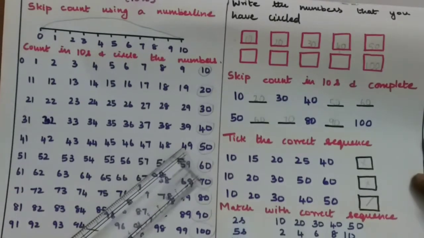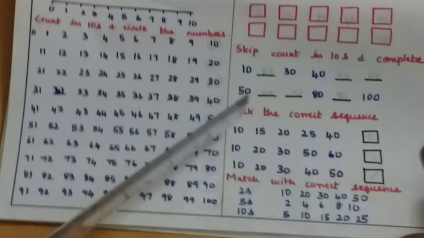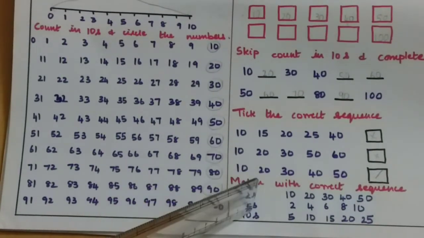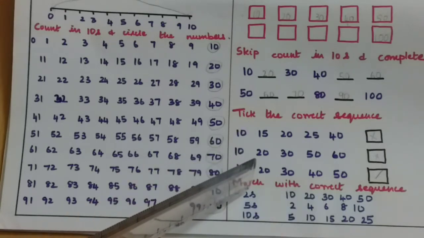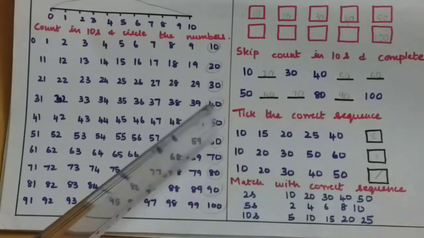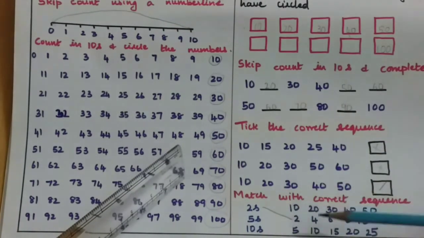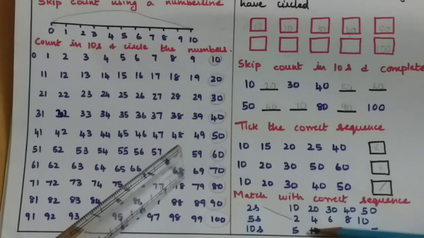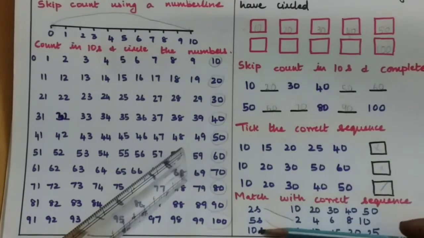Once the children are comfortable in skip counting in 2s, 5s and 10s, finally you give them an activity to match with the correct sequence by skip counting in 2s, 5s and 10s. Okay, so first, which sequence will match when you skip count in 2s? The second sequence is the correct one. And then which sequence is the correct one when you skip count in 5s? The last sequence will be the correct one. And finally, which is the correct sequence when you skip count in 10? The first sequence will be the correct one.